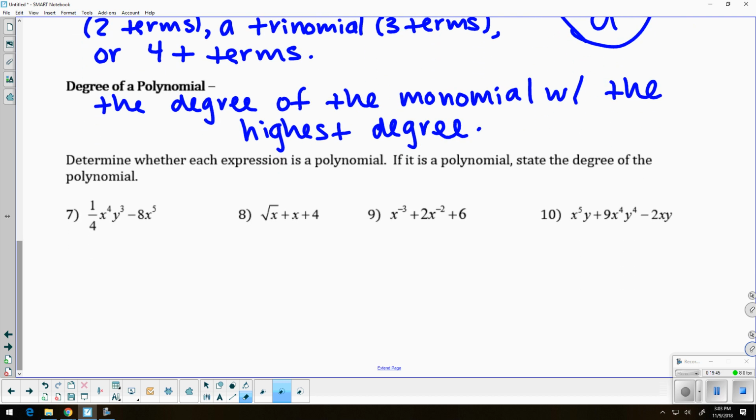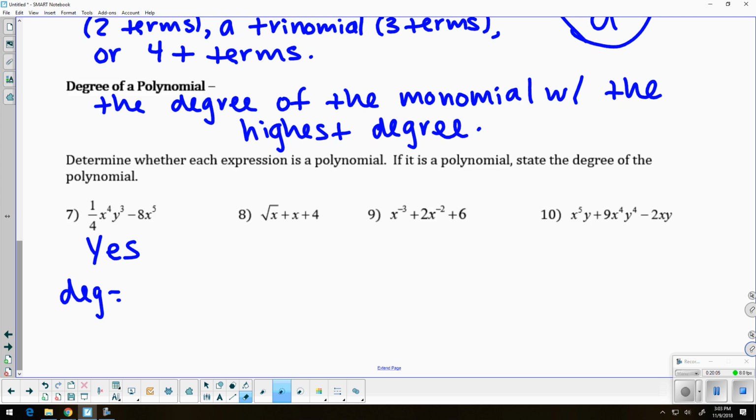Doing that, for example, determine whether each expression is a polynomial. First of all, is it a polynomial, yes or no? And then if it is a polynomial, state the degree of the polynomial. Okay, so for the first one, yes it is. This is actually a polynomial. It's a binomial, but it's a polynomial. And now to find the actual degree, what's the degree going to be?